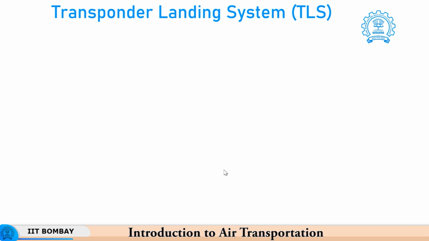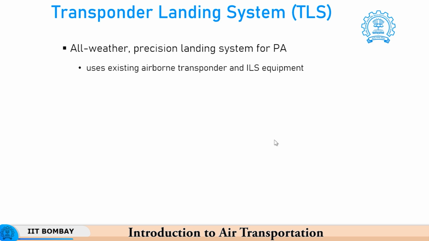Another interesting system that is used for precision landing is the transponder landing system, or TLS. This came into being when it became more and more popular, and sometimes regulatory bodies insisted that every aircraft should have a data transponder. So, why not query that data transponder to get its location and use that to provide the information. So, it is an all weather precision landing system for precision approach, which uses an existing airborne transponder and ILS equipment already available on the ground.